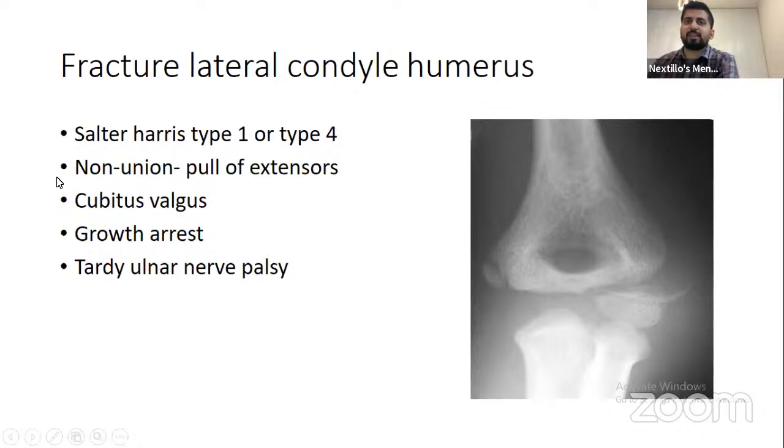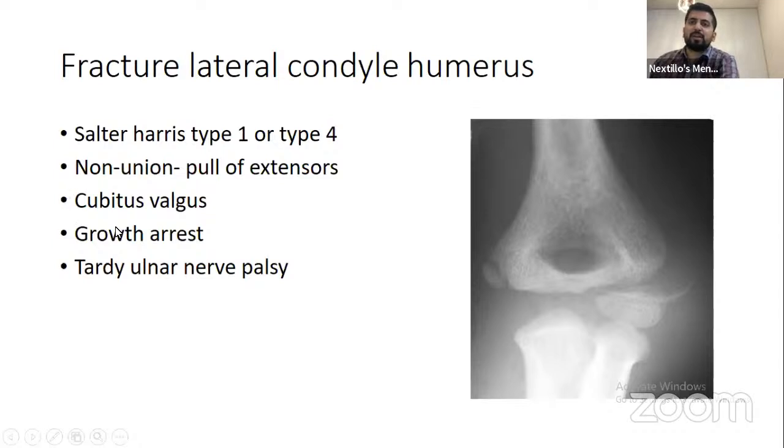Unlike supracondylar fractures, which are known for malunions, these fractures are known for non-unions because of the pull of the extensor tendons, which are attaching on the lateral condyle of the humerus. So the pull of these extensor tendons will lead to a non-union of this fracture. And it is important: this lateral condyle humerus fracture is one of the fractures of necessity, which means that these fractures must be reduced and fixed because they will otherwise non-unite invariably, or they have a very high chance of non-union.